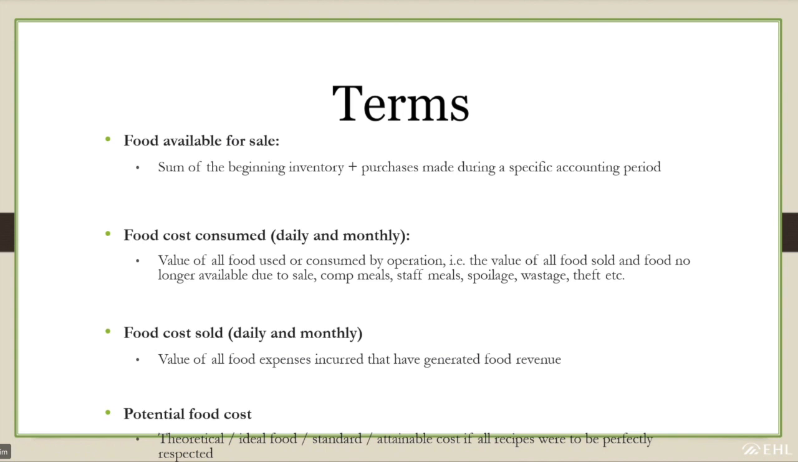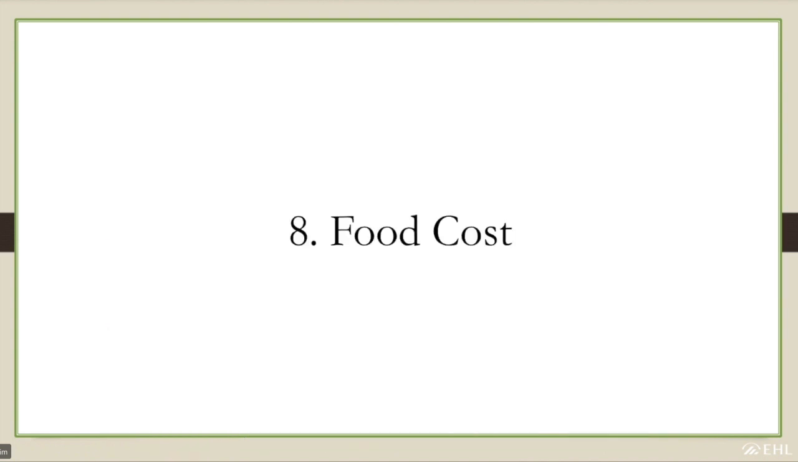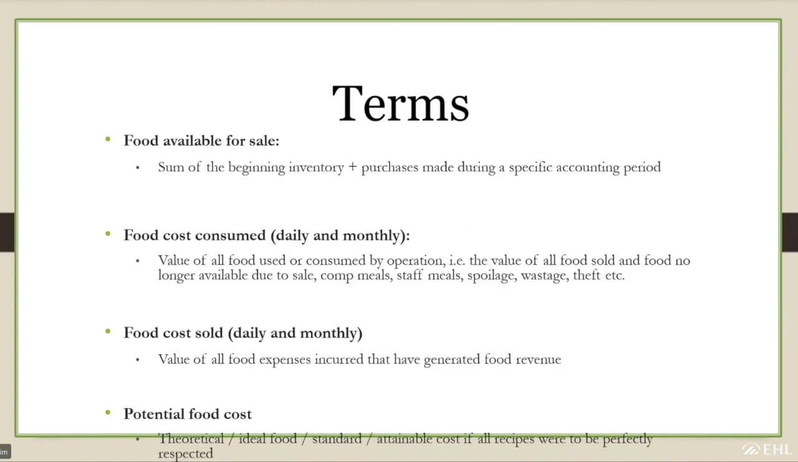So, food terms. Let's quickly go over the terms. This is what I was talking about before. The food available for sale is the sum of the beginning inventory plus the purchases made. This is what you have in stock, and this is what you can sell.